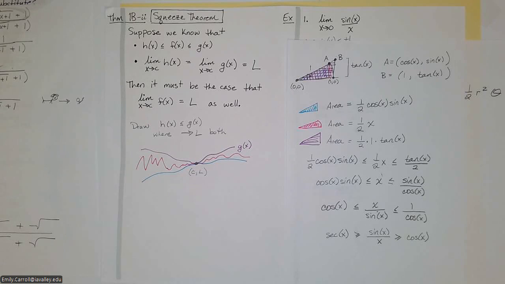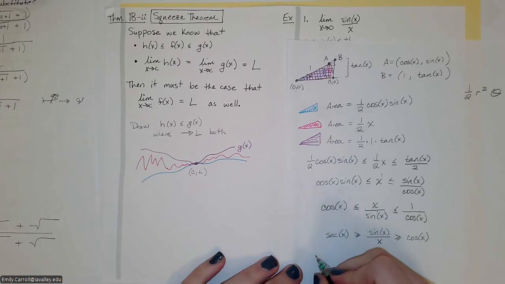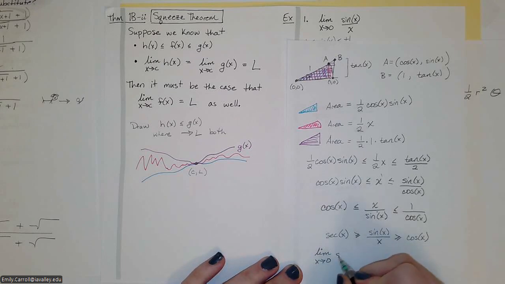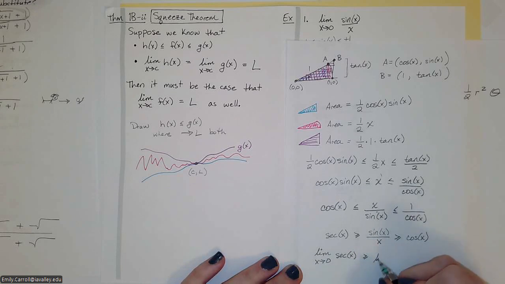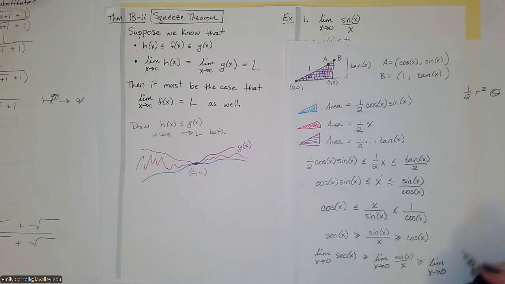So now let's take a limit of everything. Limit as x goes to 0 of secant is greater than or equal to limit as x goes to 0 of sine of x over x, which is greater than or equal to limit as x goes to 0 of cosine.